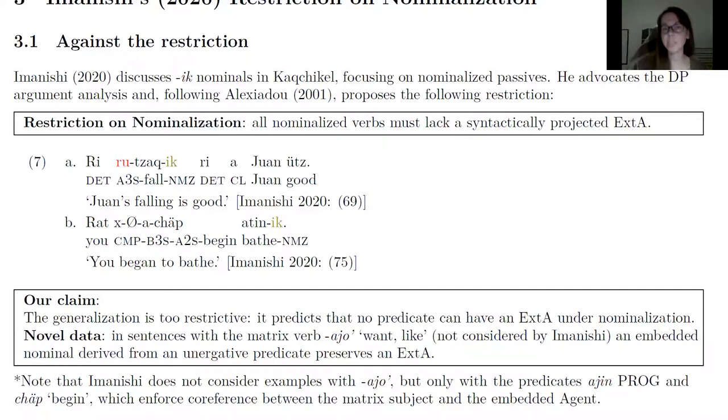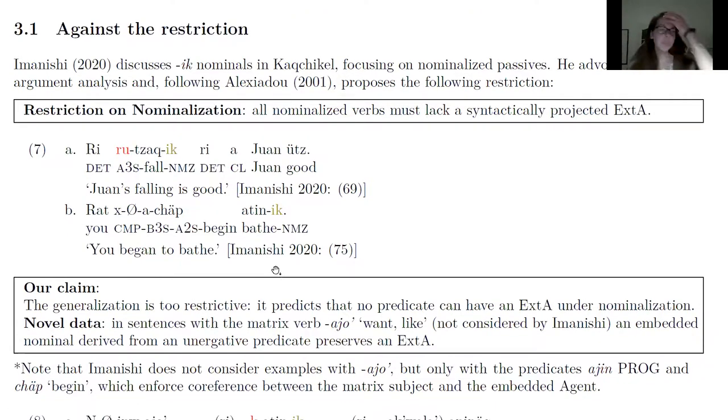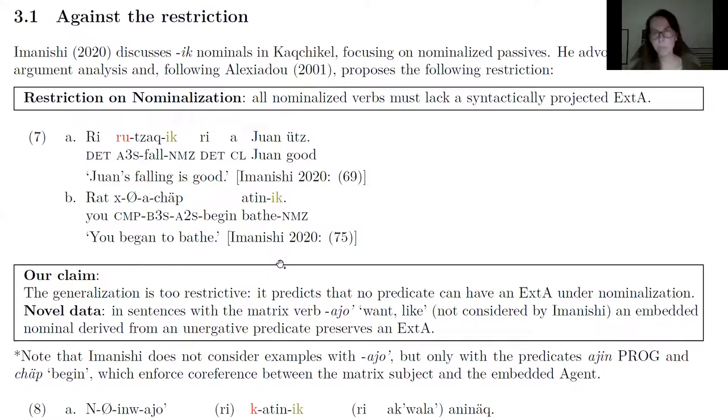That's why we don't see this possessive marker. So what we want to do is show some novel data. We want to add some more examples to the picture, because Imanishi mostly considers matrix verbs like chap, which is begin, and also ahin, which is the progressive marker, the progressive verb. And those verbs enforce coreference between the matrix subject and the embedded argument. So it's quite logical that there we may actually drop this possessive mark and establish semantic control, right?